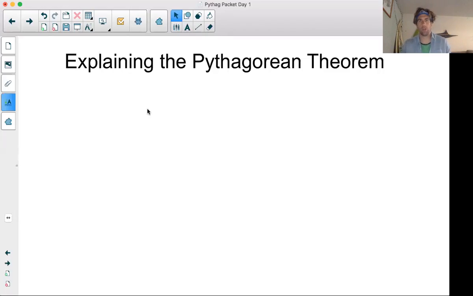Pythagorean theorem, we know what it is. A squared plus B squared equals C squared. It finds the missing side of a right triangle. Remember, in a right triangle, one of the angle measures is 90 degrees, okay? So that's very important to understand. That little box represents a 90-degree symbol.